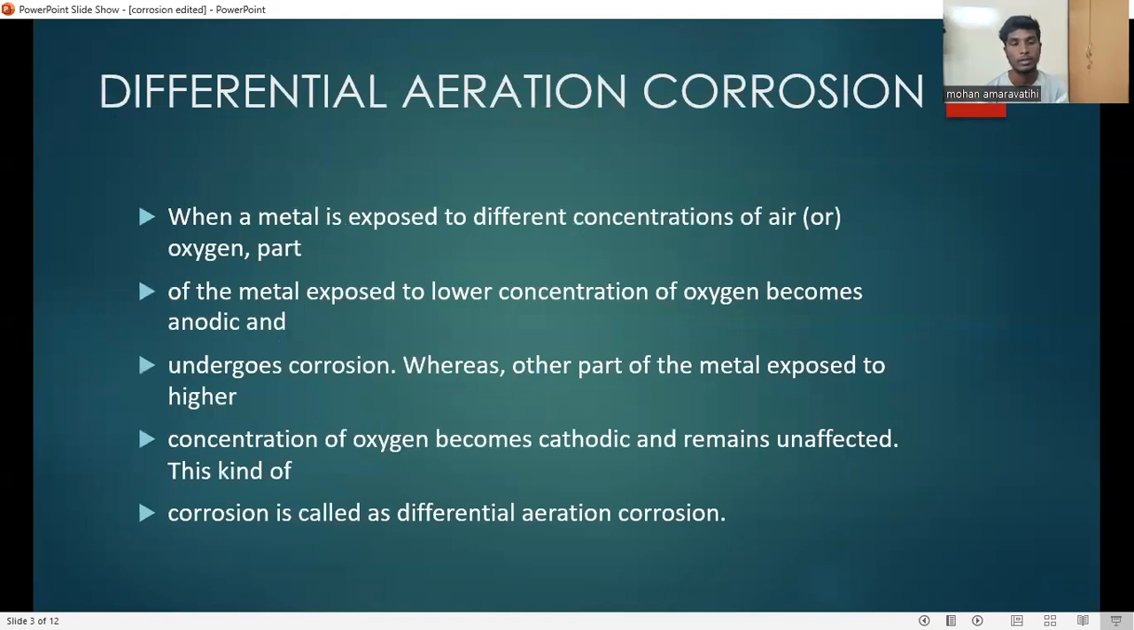Differential aeration corrosion: when a metal is exposed to different concentrations of air or oxygen, the part of the metal exposed to a lower concentration of oxygen becomes anodic and undergoes corrosion, whereas the other part exposed to a higher concentration of oxygen becomes cathodic and remains unaffected. This kind of corrosion is called differential aeration corrosion.